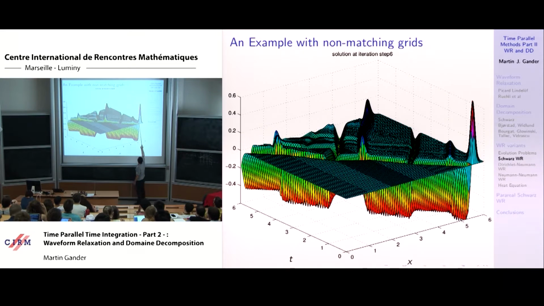I have an initial signal here, which propagates throughout the whole domain, which is reflected at these interfaces because these are real interfaces. It's a different material, different wave speed, so you get reflections. And I calculated this with an optimized Schwarz waveform relaxation algorithm that uses different time steps in different subdomains, so non-matching grids.